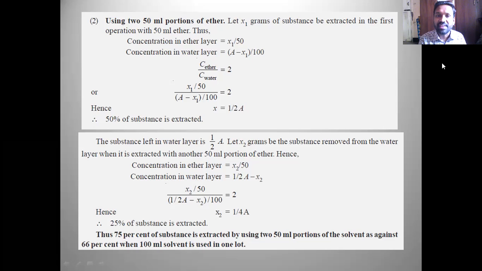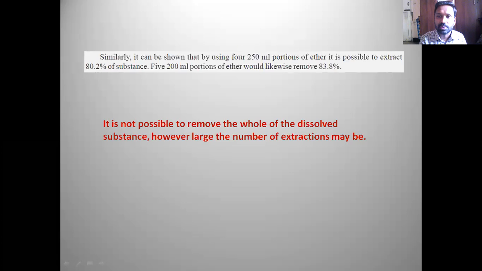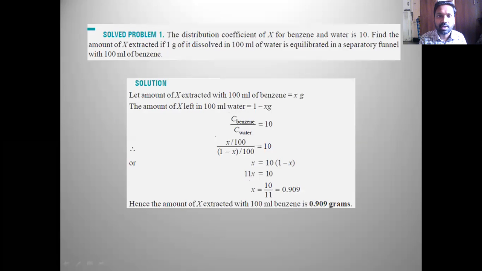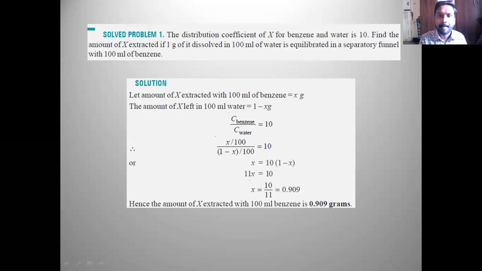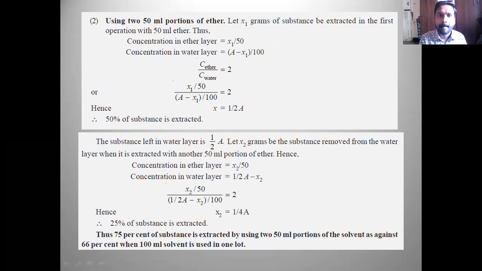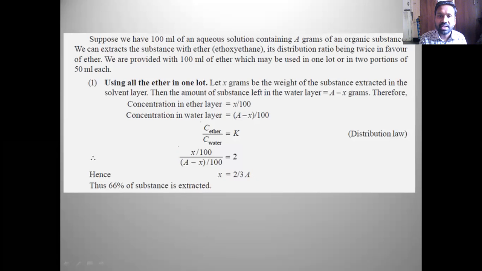What is this 2 here? I have written 2 here, and even in the previous example I have written this 2. That is the distribution constant value, the distribution coefficient value. That is important, because unless you know the distribution coefficient K, you cannot solve such problems. So K is equal to 2.